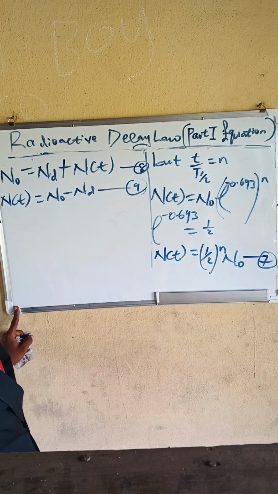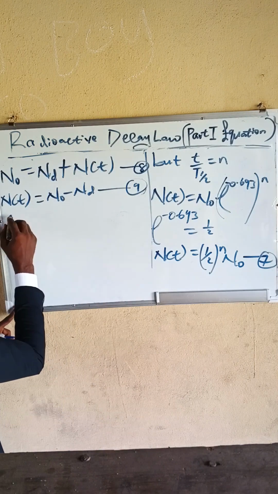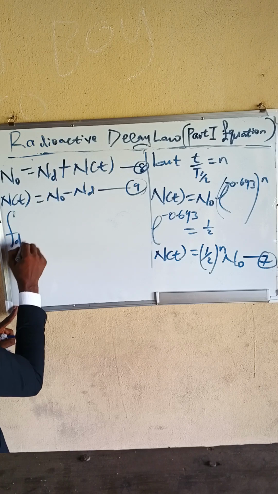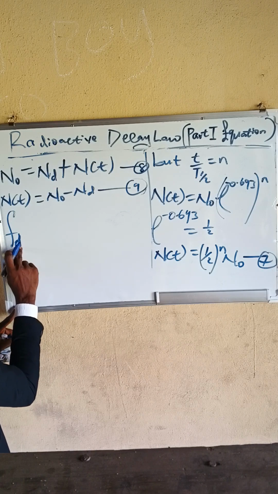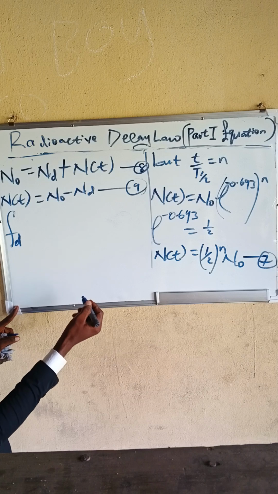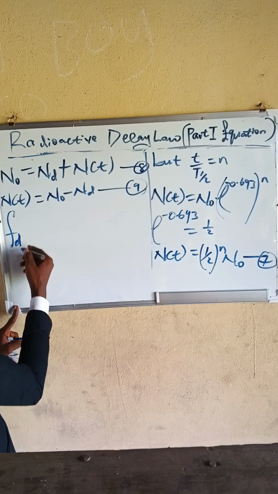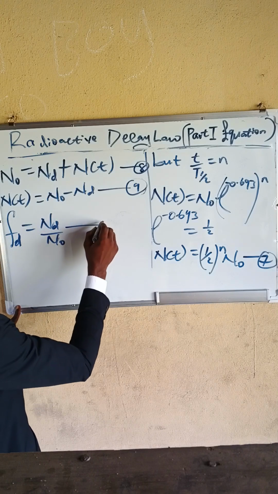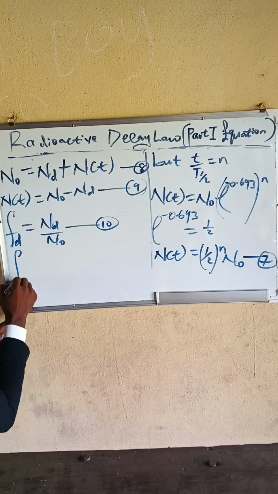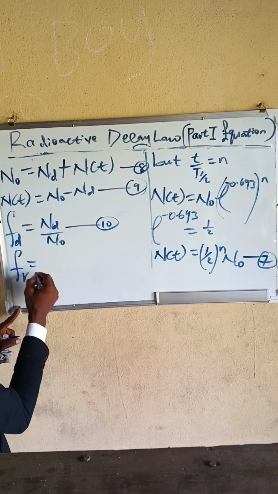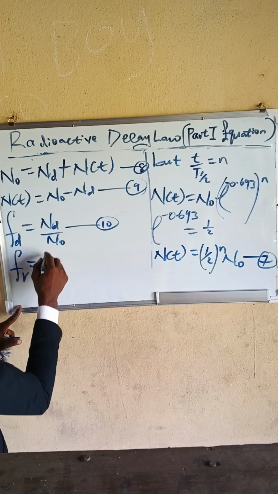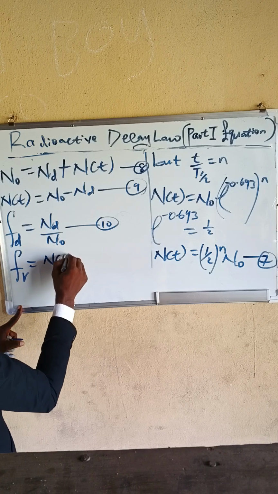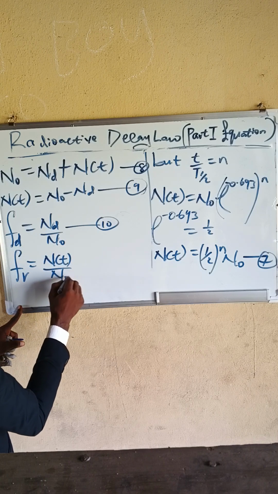Then the fraction of the atom decayed. Fraction decayed: this small letter d here means decay, and this F is fraction. The fraction of the radioactive nuclei decayed is the number of atoms decayed over the original number. I call this equation 10. The fraction remaining of the radioactive nuclei will give us the number of atoms remaining over the original number.